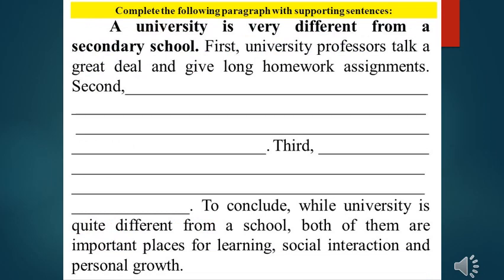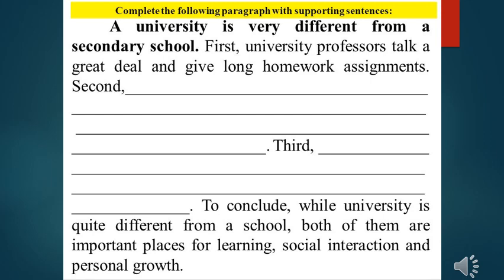Okay, let's move to another paragraph in which you should complete this paragraph with supporting sentences. Let's read the topic sentence here. A university is very different from a secondary school. This is a topic sentence. The first supporting sentence, as you see: first, university professors talk a great deal and give long homework assignments. This is the first supporting sentence.